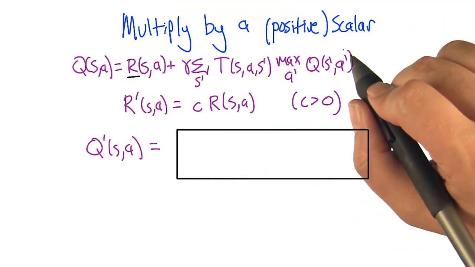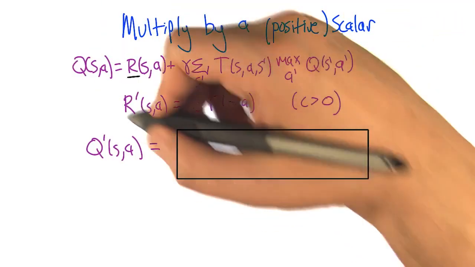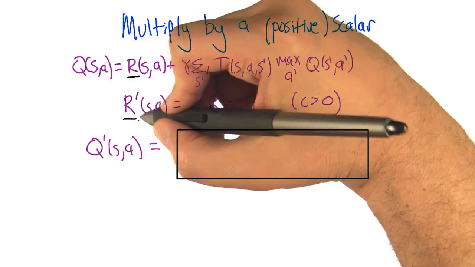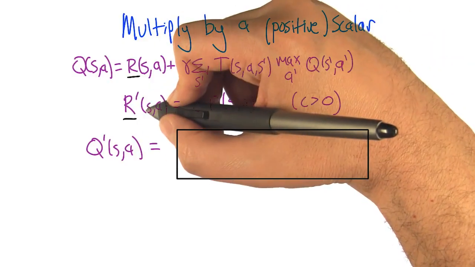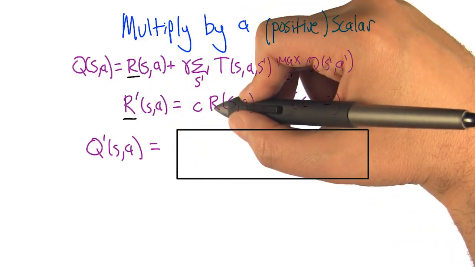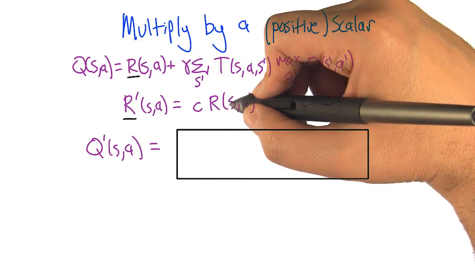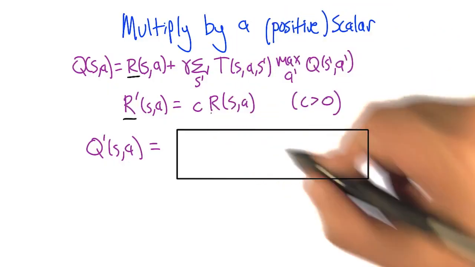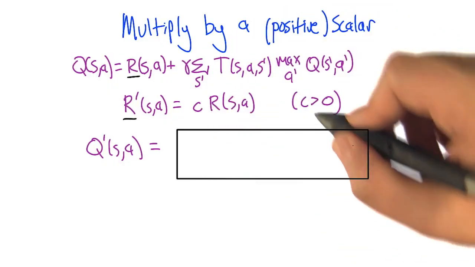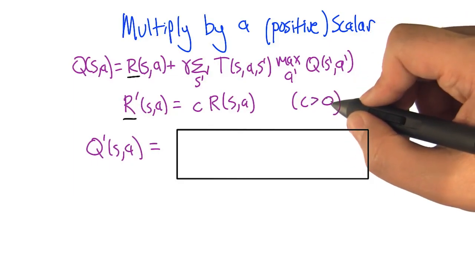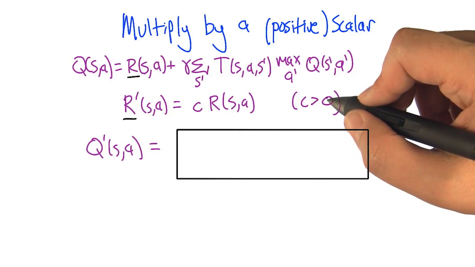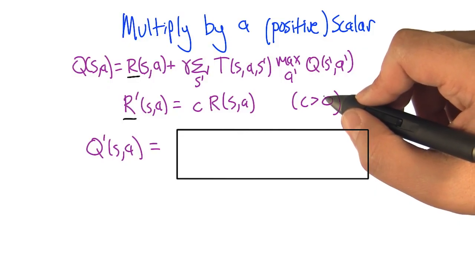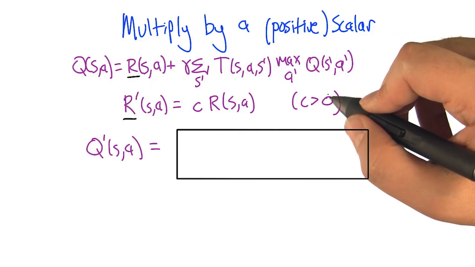But now what we're going to do is generate a different reward function, R prime. R prime for a given state action pair is going to be defined as the old reward function for that state action pair, multiplied by a constant. And that constant should be positive. Why should it not be 0? Well, if it's 0, then we shouldn't expect any of this to work. If you multiply all the rewards by 0, you lose all information.